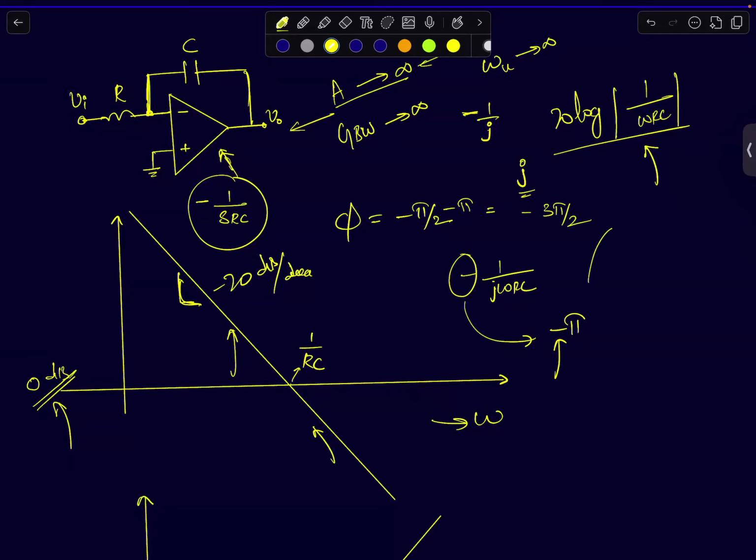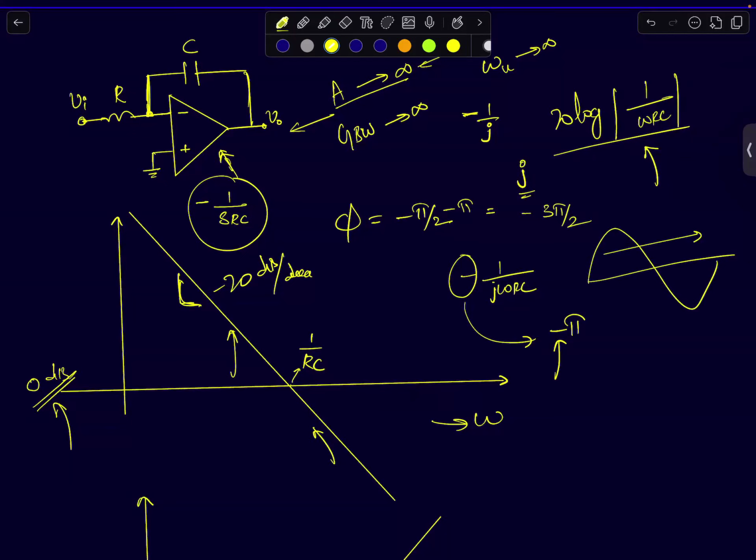So if you feed a sine wave, it will be shifted in the forward direction. That's what phase lag means. That's what we expect in causal systems. Once you apply an input, then you get an output, so there is a phase lag between input and output. The minus sign will give me minus pi. What will be the phase shift due to 1 by j?